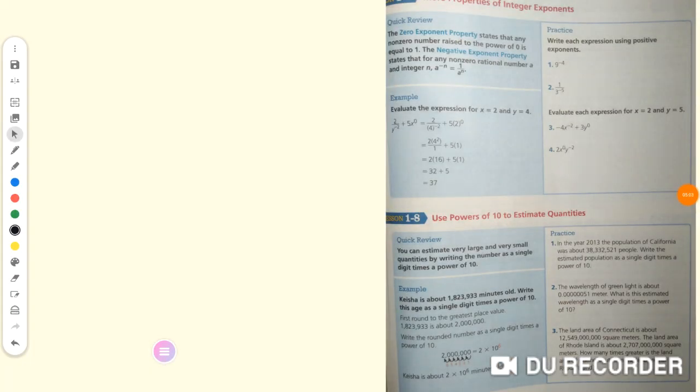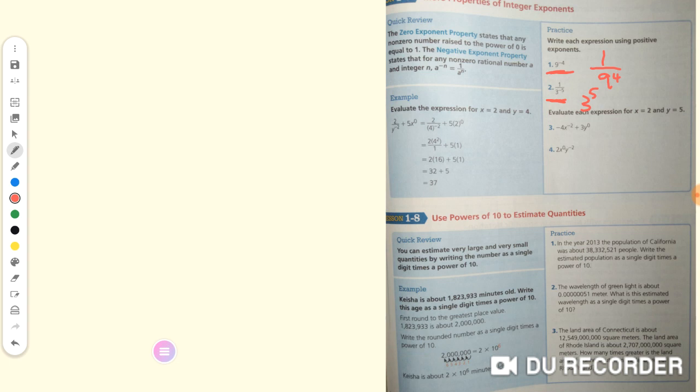Okay. This is the same lesson number 1.7, the same as we discussed in the last example. He wants to write in positive power, so I can write 9 to the power negative 4 as 1 over 9 to the power 4. Yes? Okay. And also, if I want to write this number in a positive power, 1 over 3 to the power negative 5, I can write it as 3 to the power 5.